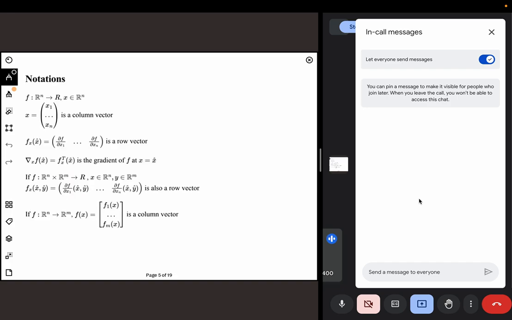Now these are some notations that we'll be using throughout this course. These will be helpful for your assignments also, to compare your answers with the same standard notation. So you have some function f that maps from Rn to R, and x belongs to Rn. X is your domain.